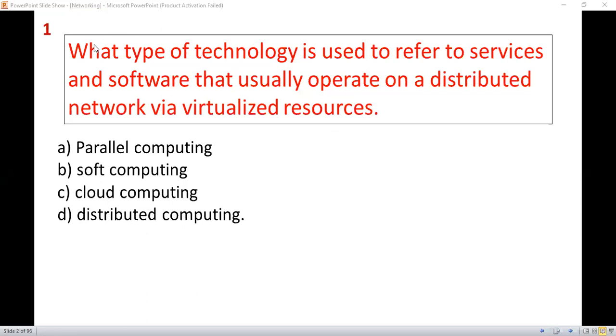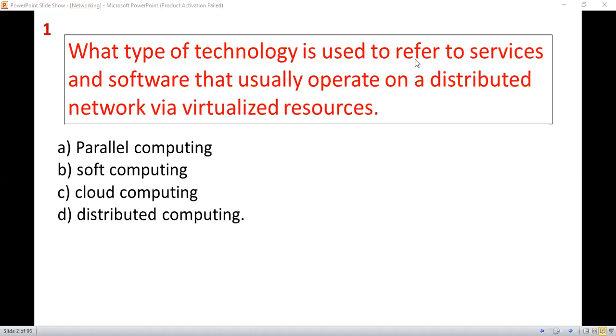The first question you can see: what type of technology is used to refer to services and software that usually operate on a distributed network via virtualized resources? Can anyone tell me what the answer for this question will be? Okay. D.